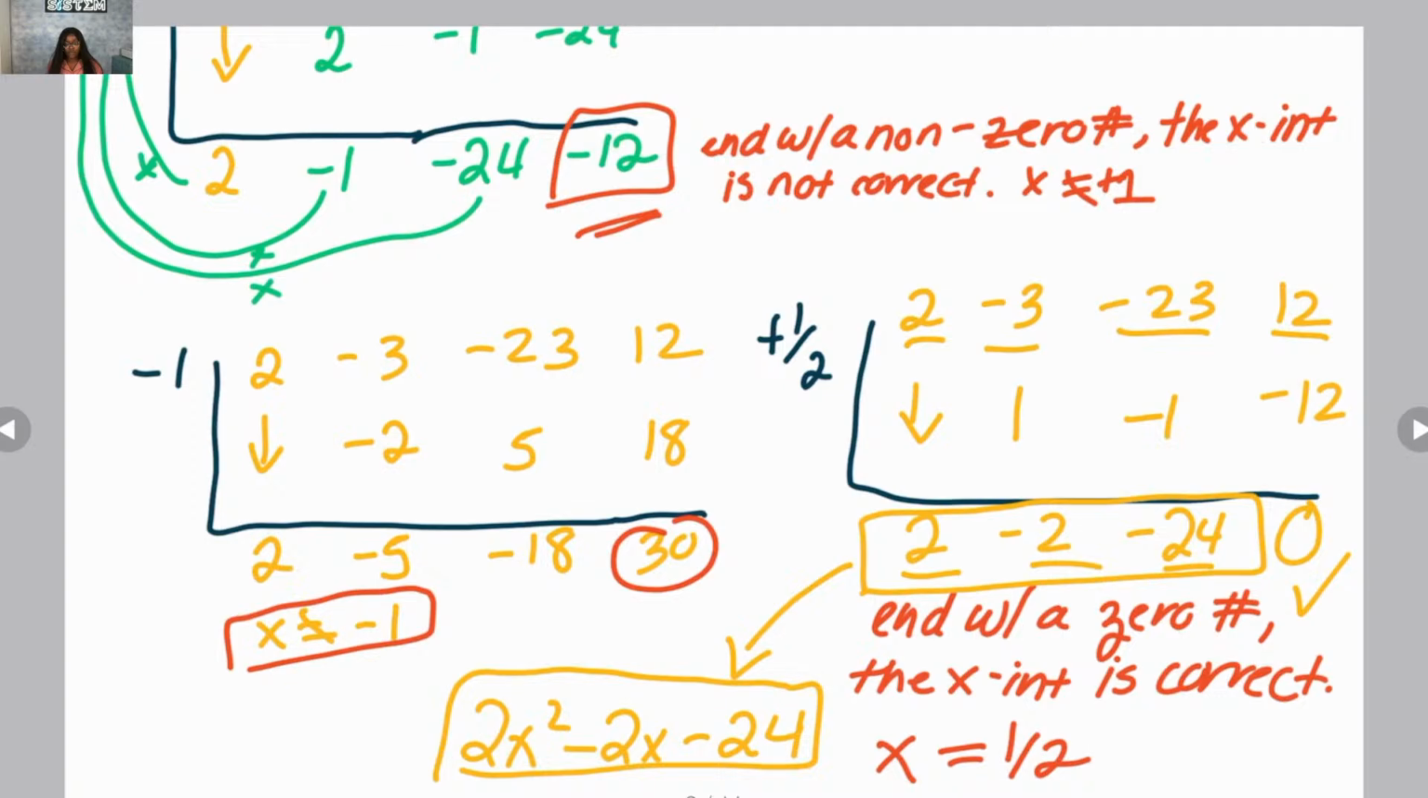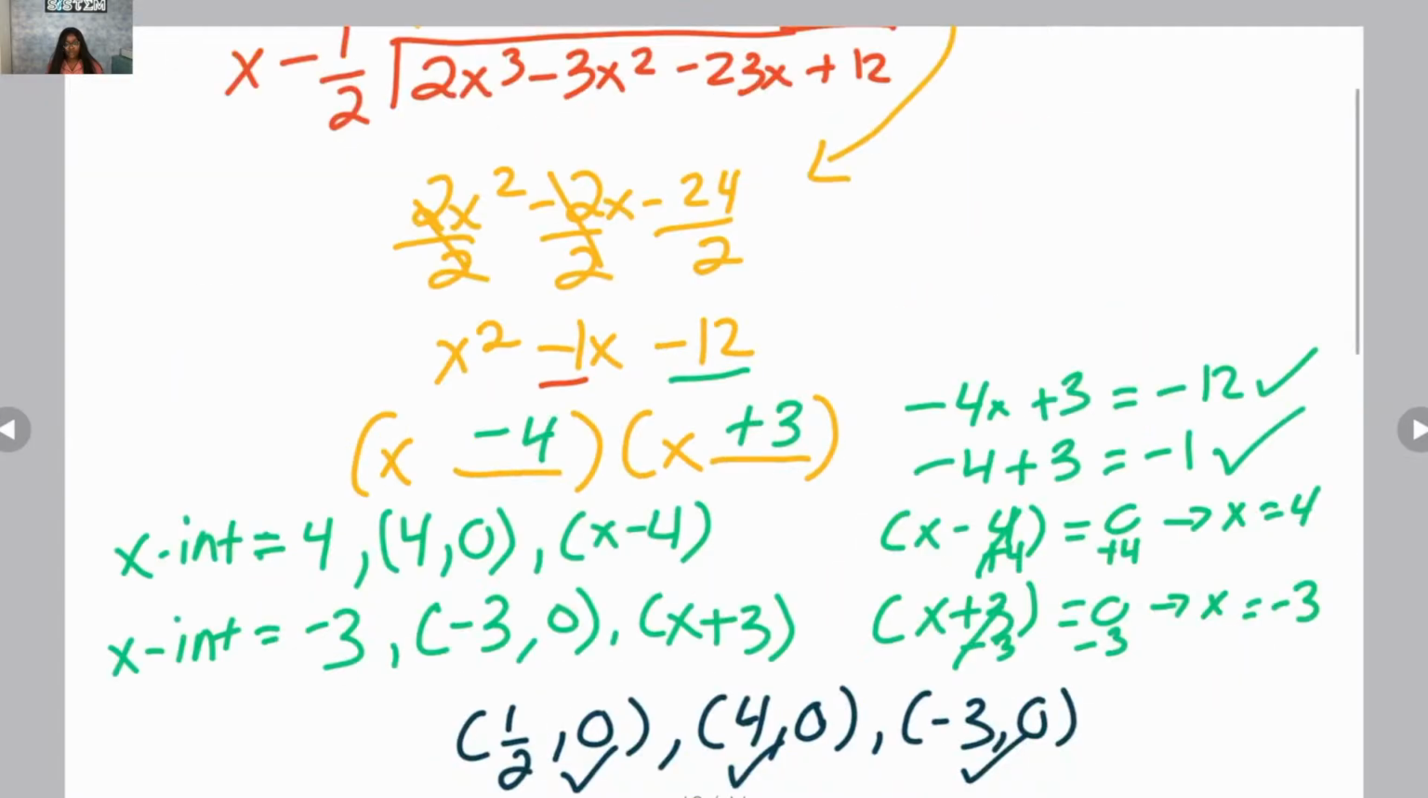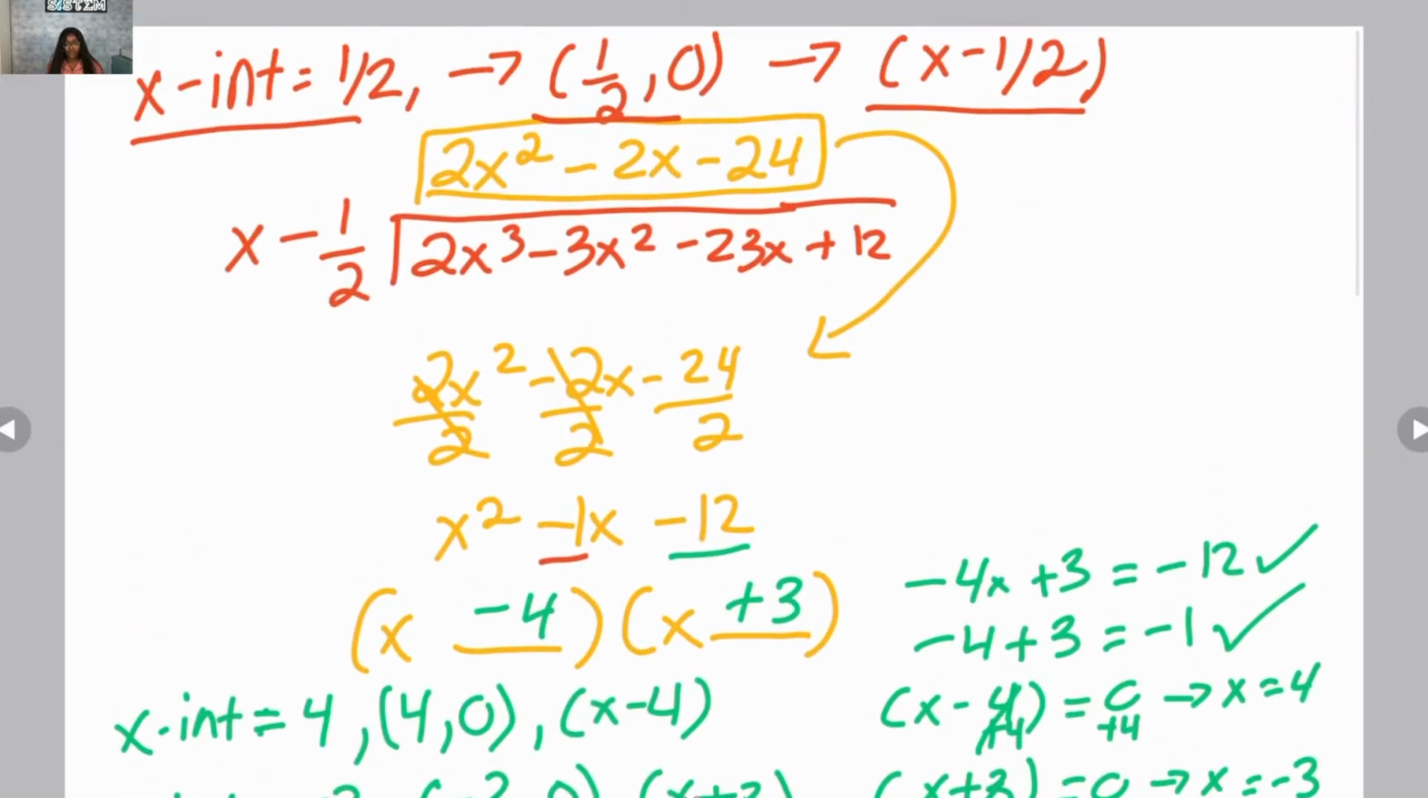Then we did 1/2. When we did 1/2, we found we ended with a 0. If you end with a 0, your brain should go off and be like, oh, that means 1/2 can actually be one of my x-intercepts. And a caveat that I shared is that the numbers you get before the 0 actually make up your quotient, or your answer when you divide. And I show that to you here. When you do the division by 1/2 from earlier, this is what I'm saying. You get 2x squared minus 2x minus 24.